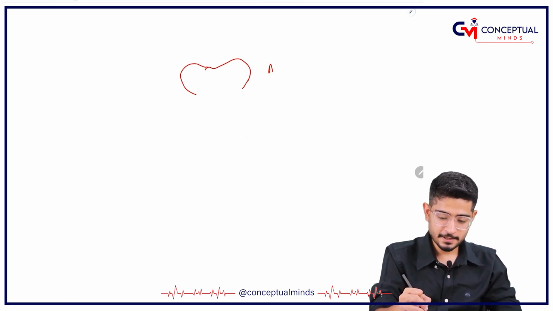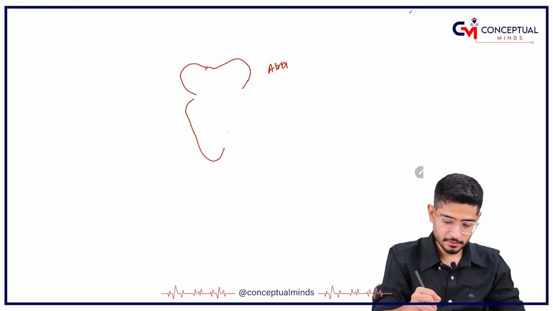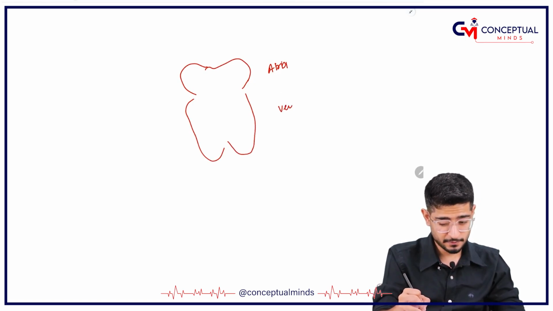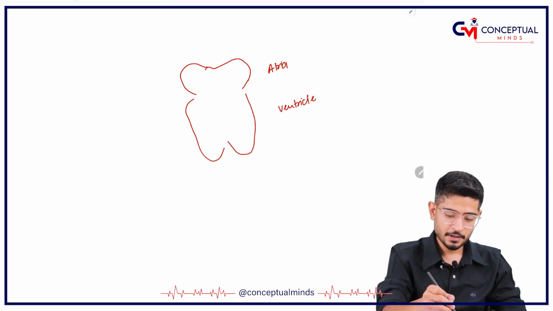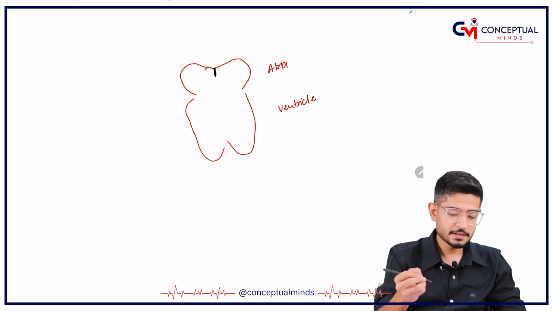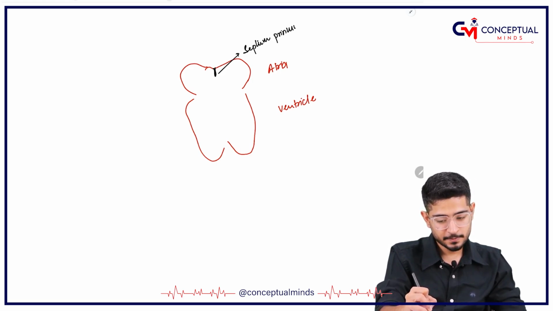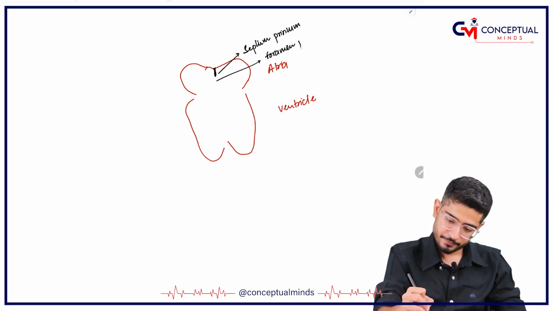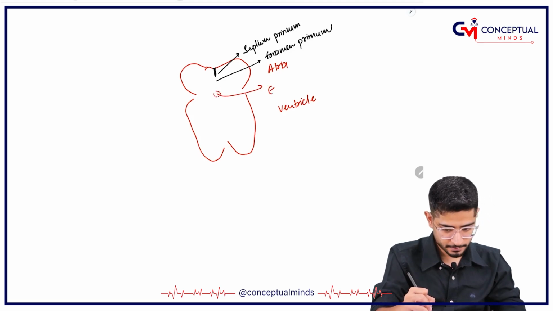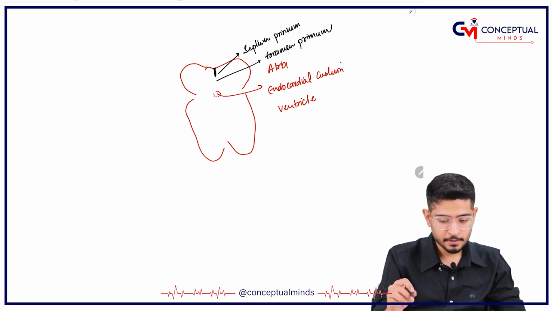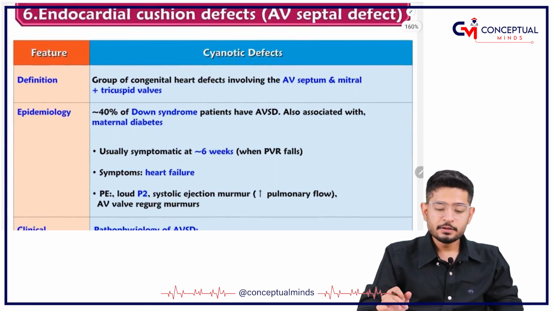So this is your atria, this is your ventricle. I'm so sorry for the poor drawing. For example, if this is the septum primum, then there comes a hole that is called the foramen primum, and then here is the endocardial cushion. This is the endocardial cushion. Okay, so now what is endocardial cushion defect?